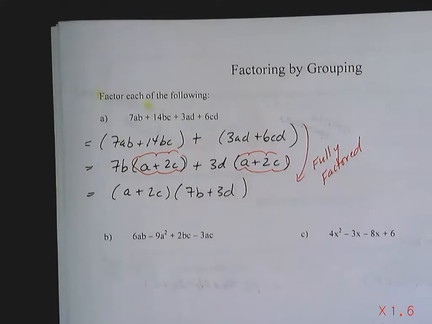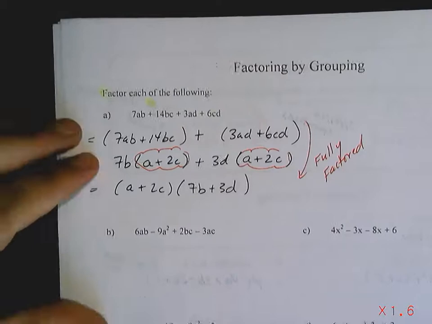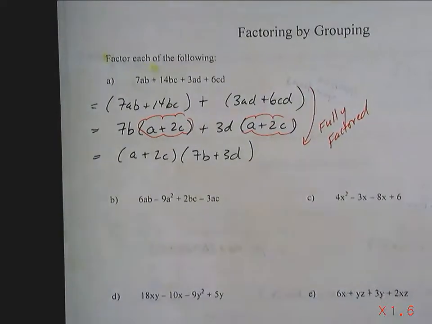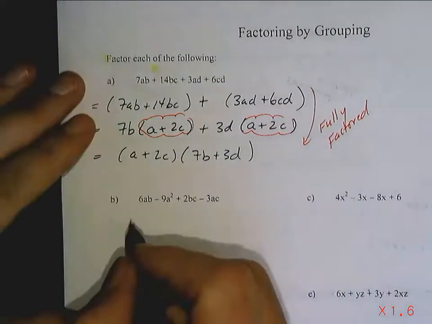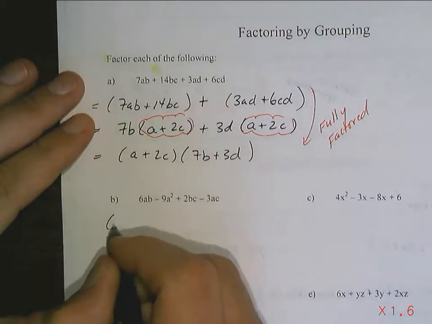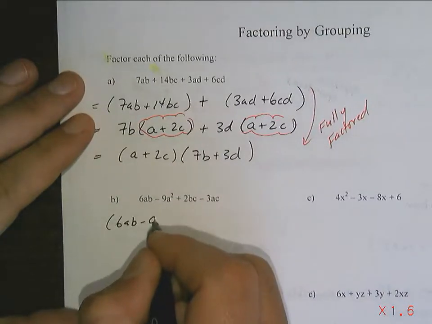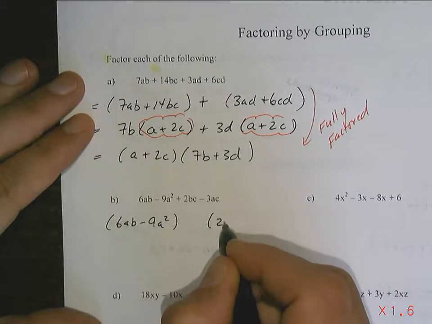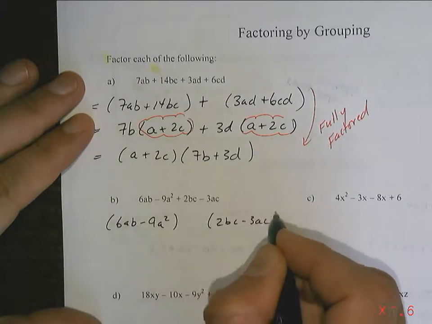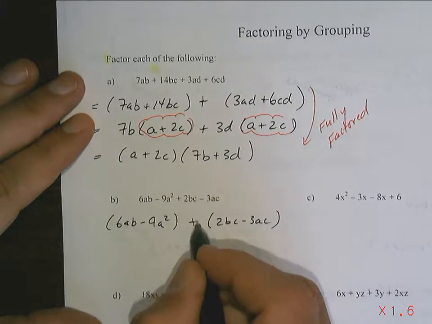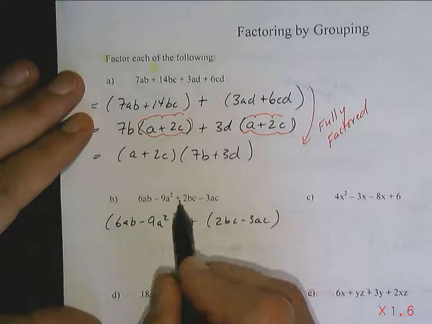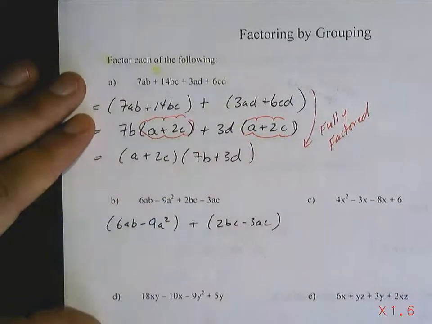Now, let's do the next one. 6ab minus 9a squared plus 2bc minus 3ac. Okay, so I'm going to say, hey, you 2, go stand over in the corner. Hey, you 2, go stand over in the other corner. And the 2 of you together is the original group. That plus is not that plus. That plus made this a positive 2bc.